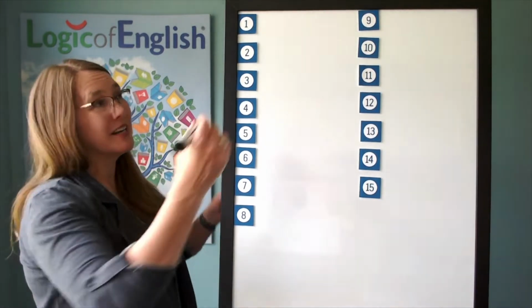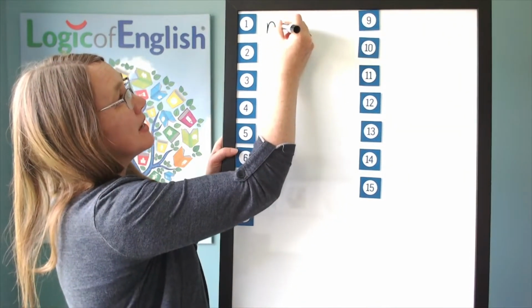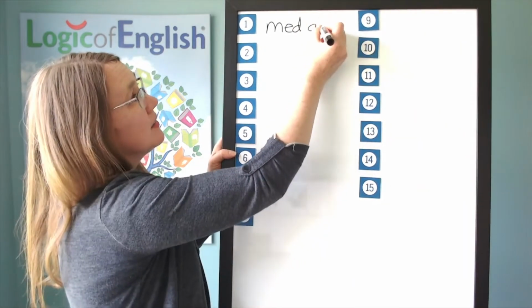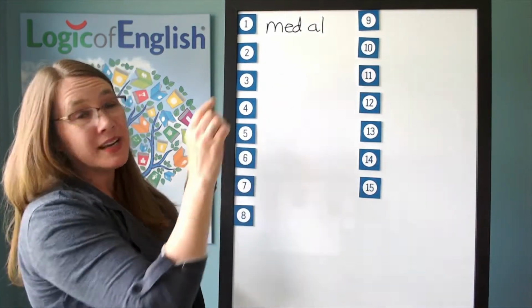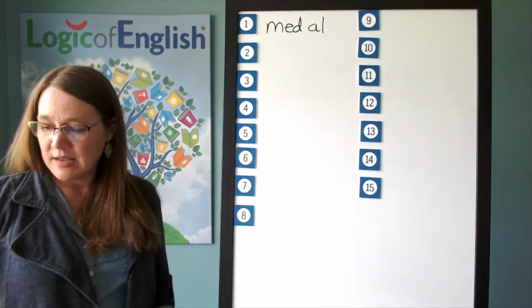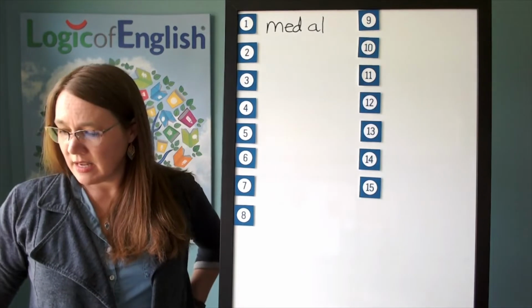And help me to write it. The first syllable is med, m-e-d. The second syllable is al, a-ul. And let's read it. M-e-d-a-ul, medal. The next word is medalist.